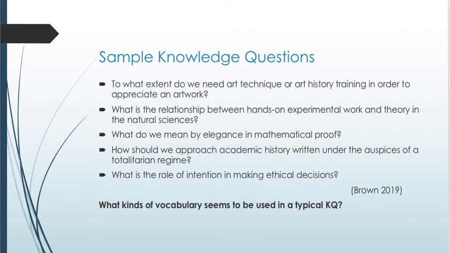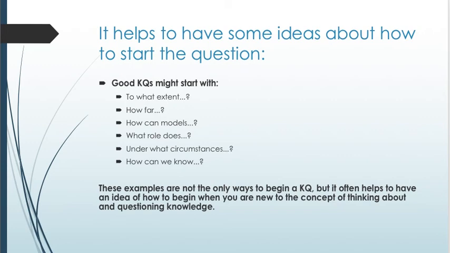So take a look at this list. What kinds of vocabulary seem to be used in a typical knowledge question? It's useful to think about that as you get started in writing your own. I think it helps to have some ideas about how to start the question. A good knowledge question might start with the phrase: to what extent, how far, how many models, what role does, under what circumstances, how can we know? These are not the only ways to begin a knowledge question, but it often helps to have an idea of how to begin when you are new to the concept of thinking about and questioning knowledge.